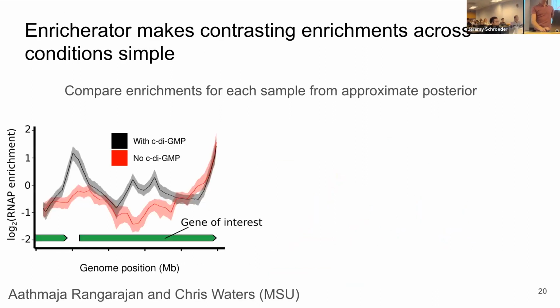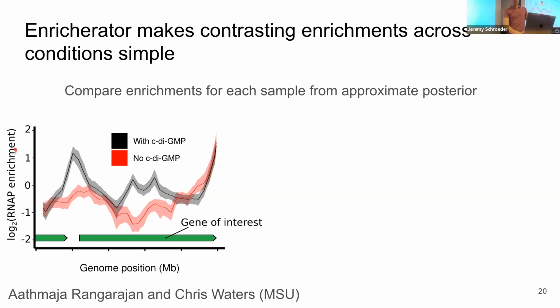All right, so now I just want to point out one other nice thing about Enricherator using Bayesian inference here. That makes it really useful, I think, to biologists who oftentimes are interested in how a signal changes in a condition-dependent way. So these data are from a collaboration that we have ongoing with Athmaja and Chris from Michigan State University, where we're looking at this molecule. Chris Waters' lab, they're experts in cyclic DiGMP, which is a signaling molecule that bacteria have. It doesn't matter what it does for this example, they have it and it does stuff.